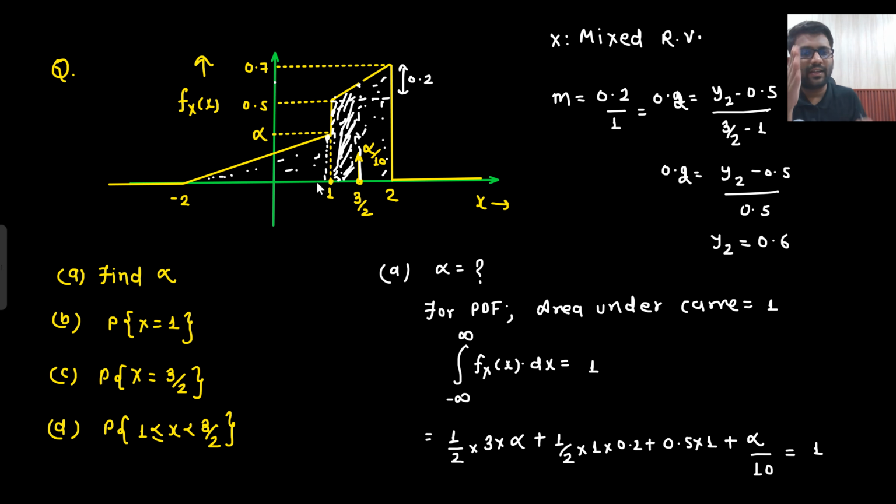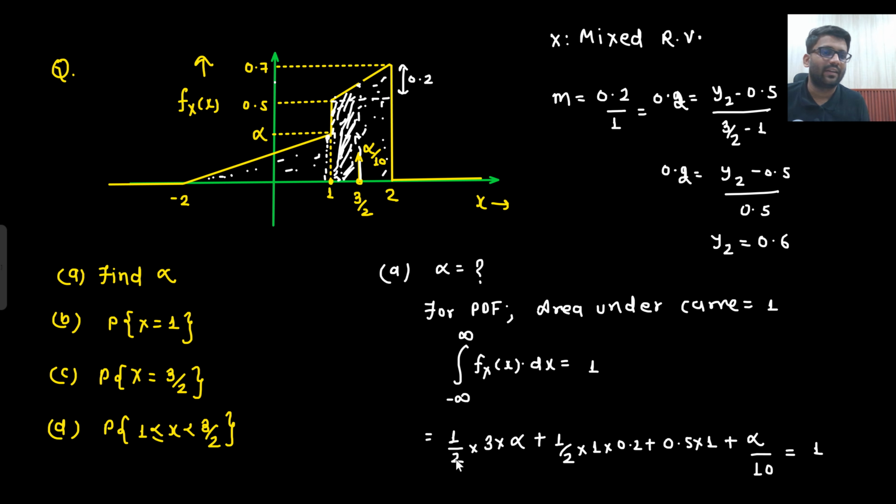If I need to calculate the area from 1 minus to 3 by 2 minus, I can calculate the area from 1 to 3 by 2 as well, no? Because at 1 there is no impulse. If there is an impulse, then there is a difference between 1 minus and 1. If there is no impulse, then there is no difference. So the area from 1 minus to 1 would be 0 only. From 1 to 1 plus, that will also be 0. But from 3 by 2 minus to 3 by 2 plus, the area would be different.